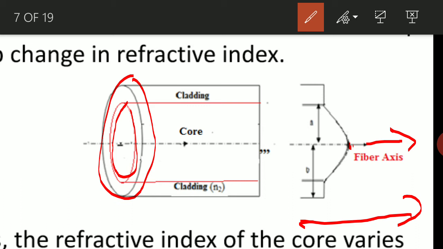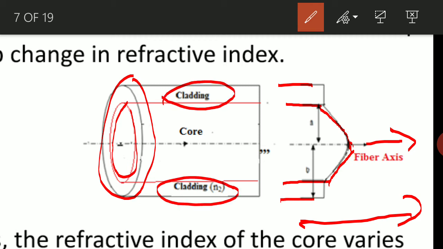I am talking at the center, at the axis of the fiber, and as you move away towards the core cladding interface, it goes on decreasing. The refractive index goes on decreasing till it reaches the core cladding interface. So this is the beauty of the graded index. And the cladding here is made up of uniform refractive index N2. It is not going to change here.